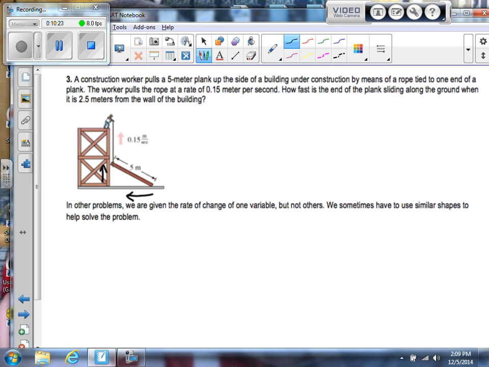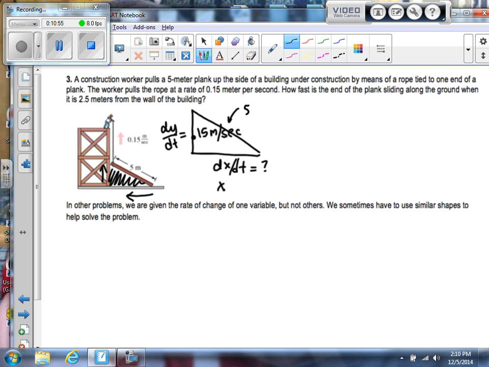Okay, now what we have is a triangle. And I'll call this length x. So we're going to have dx over dt, and we're going to have dy over dt. Now the dy over dt is increasing. Do you see that triangle that's created right here? The y value is getting bigger. So that's going to be the 0.15 meters per second. But the dx over dt doesn't equal the same thing, so we need to figure out what that is. We do know that the length of the plank is 5 meters. So that's a constant.